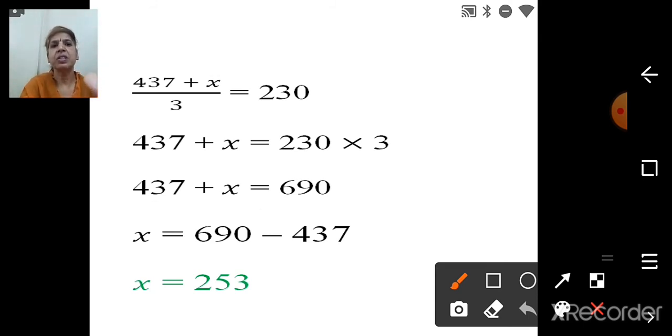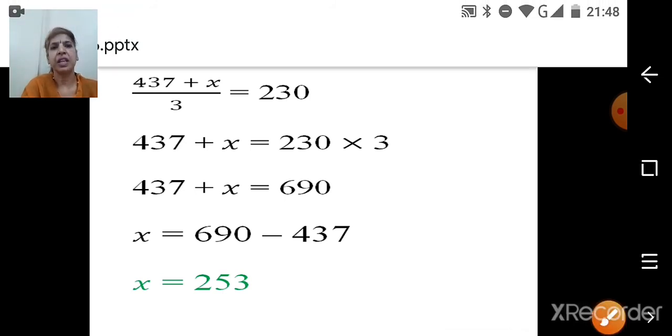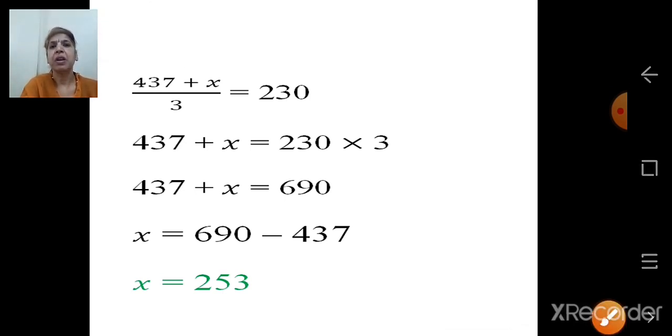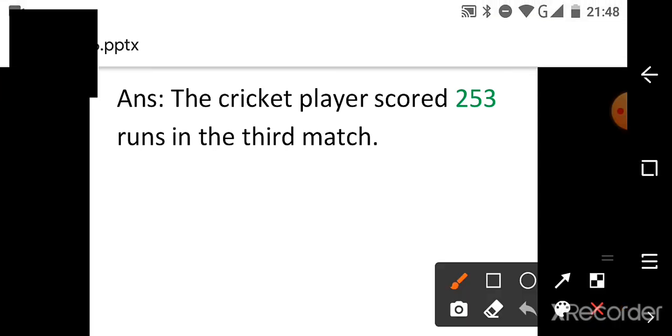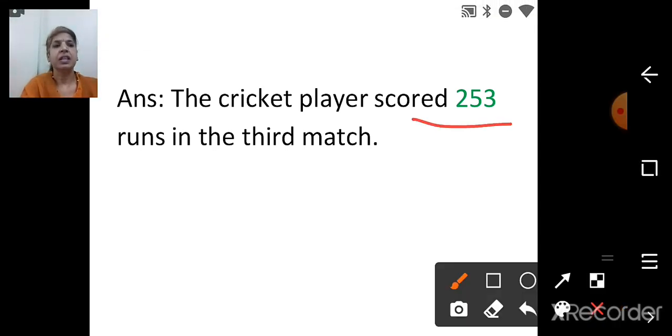x is equal to 690 minus 437. We know it is plus, so 690 minus 437. What is 690 minus 437? It is 253. X is 253. And what is x? x is the number of runs he should score in the third match. So the final answer in a statement: the cricket player should score 253 runs in the third match.